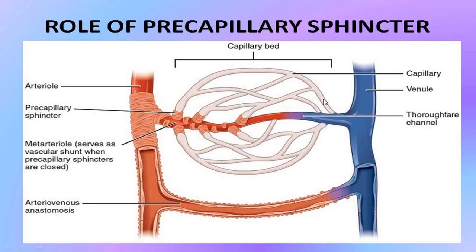These are the capillaries, which at the start have a precapillary sphincter. So the sphincter can open and close to regulate the movement of blood into the capillaries.